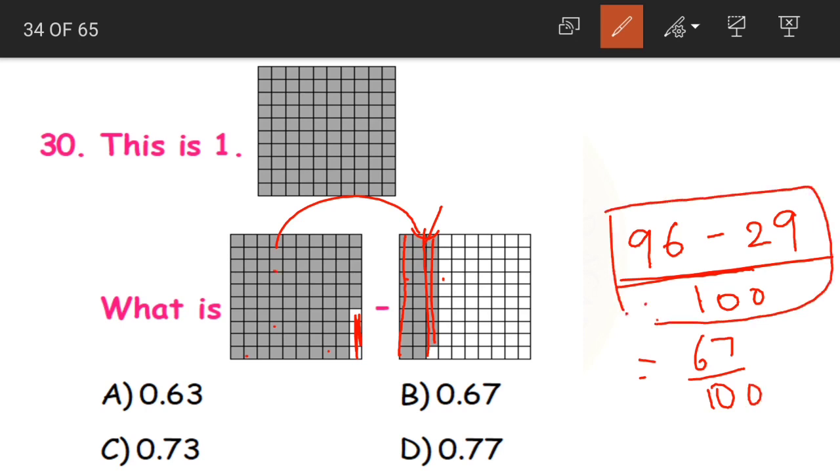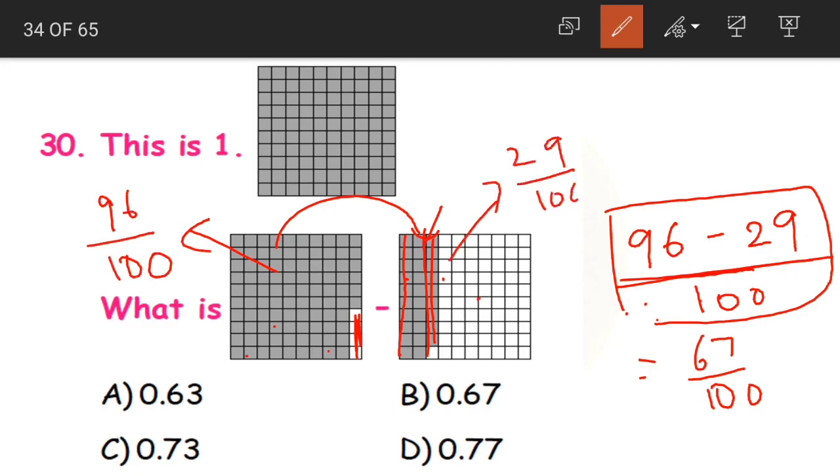If you are confused with this, first write the fraction for this. It will be 96 by 100. Then the fraction for this figure would be 29 by 100. Then you can subtract the both. 96 by 100 minus 29 by 100, which will be equal to 67 by 100.